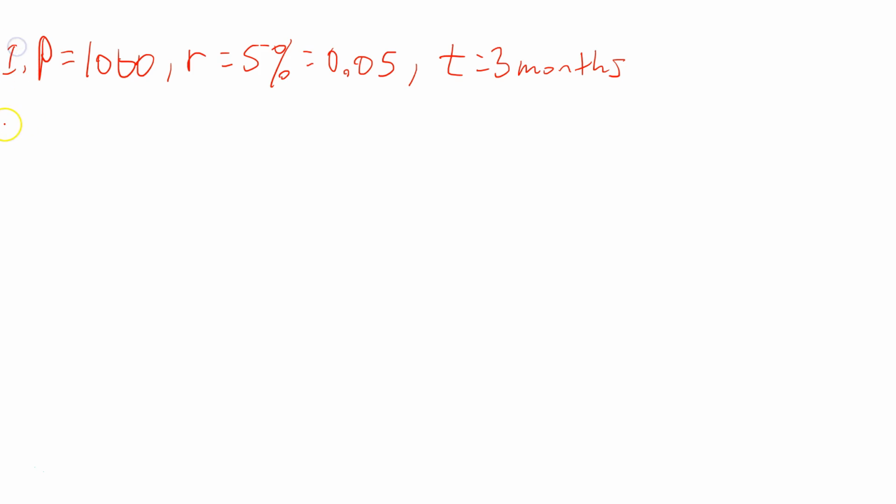Okay, so step 1, write down all the facts. Step 2, interest will be equal to, using this formula, P times R times T. Then you make replacements. P is replaced with 1,000 as given. The R is replaced with the 0.05 as given. And then lastly, you multiply by the value of T.